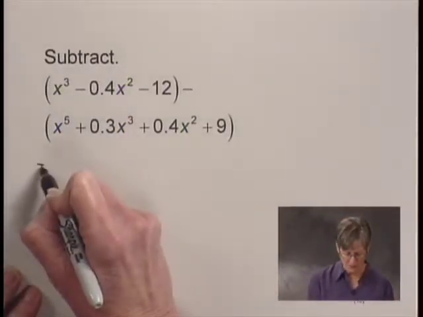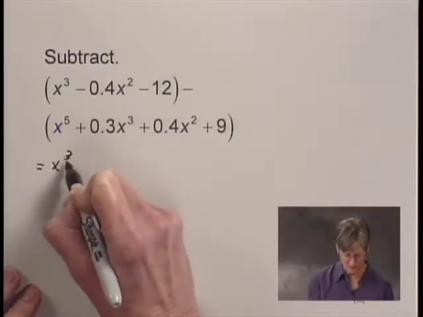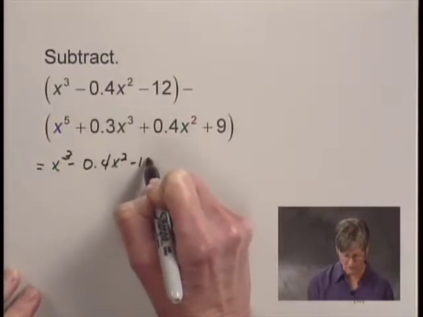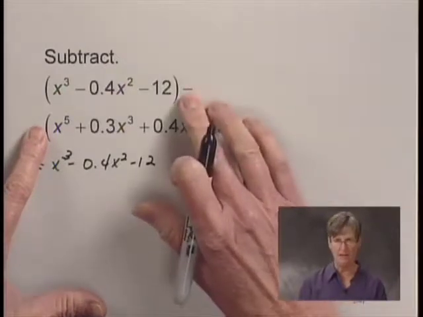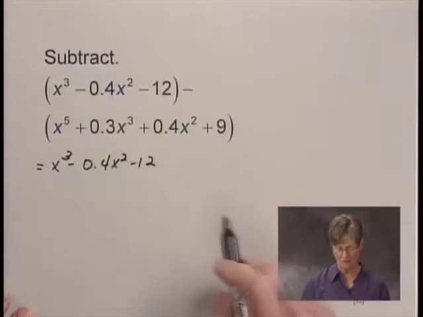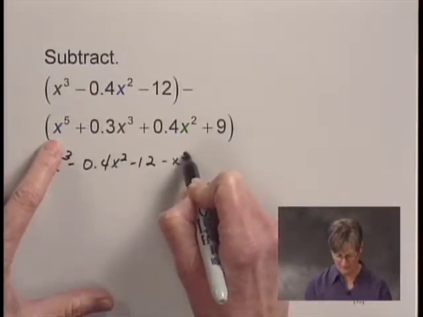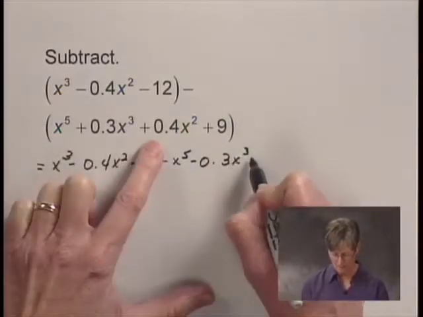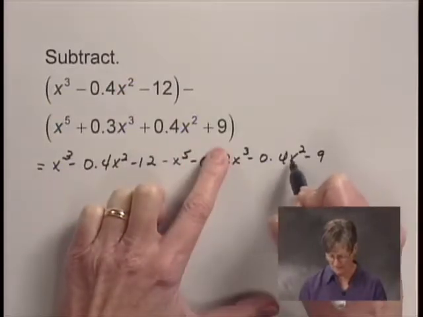And on the first polynomial, I can remove them just by not writing them again. So I have x cubed minus 0.4x squared minus 12. The second quantity in parentheses is preceded by a minus sign. So to remove these parentheses, I can just change the sign of every term inside them. So I would have minus x to the fifth minus 0.3x cubed minus 0.4x squared, and finally minus 9.